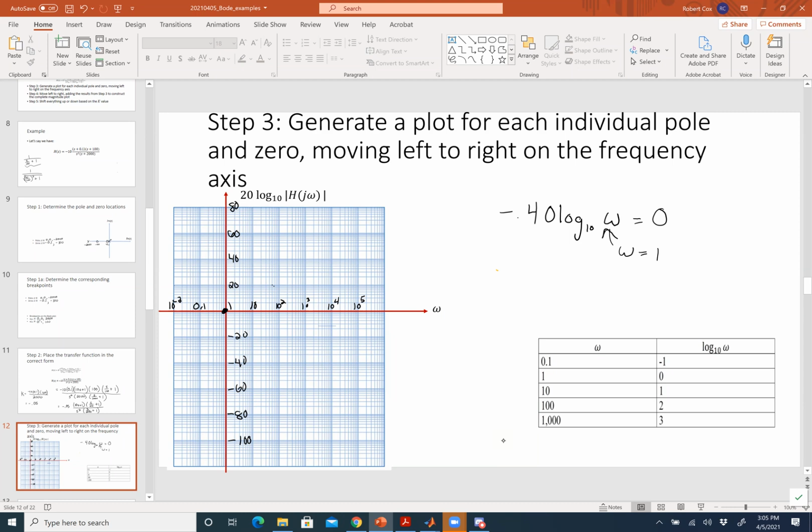All right, so let's draw those two guys. How would I draw their effect here? Moving left to right, let's say I started here at 10 to the minus 2. At 10 to the minus 2, where would that guy be? It would be at 80. And then at 0.1, he would be at 40, because he dropped 40 dB in a decade. And then he'd be right here at 0 dB, and then right here, and right here. Okay, so let's draw that.